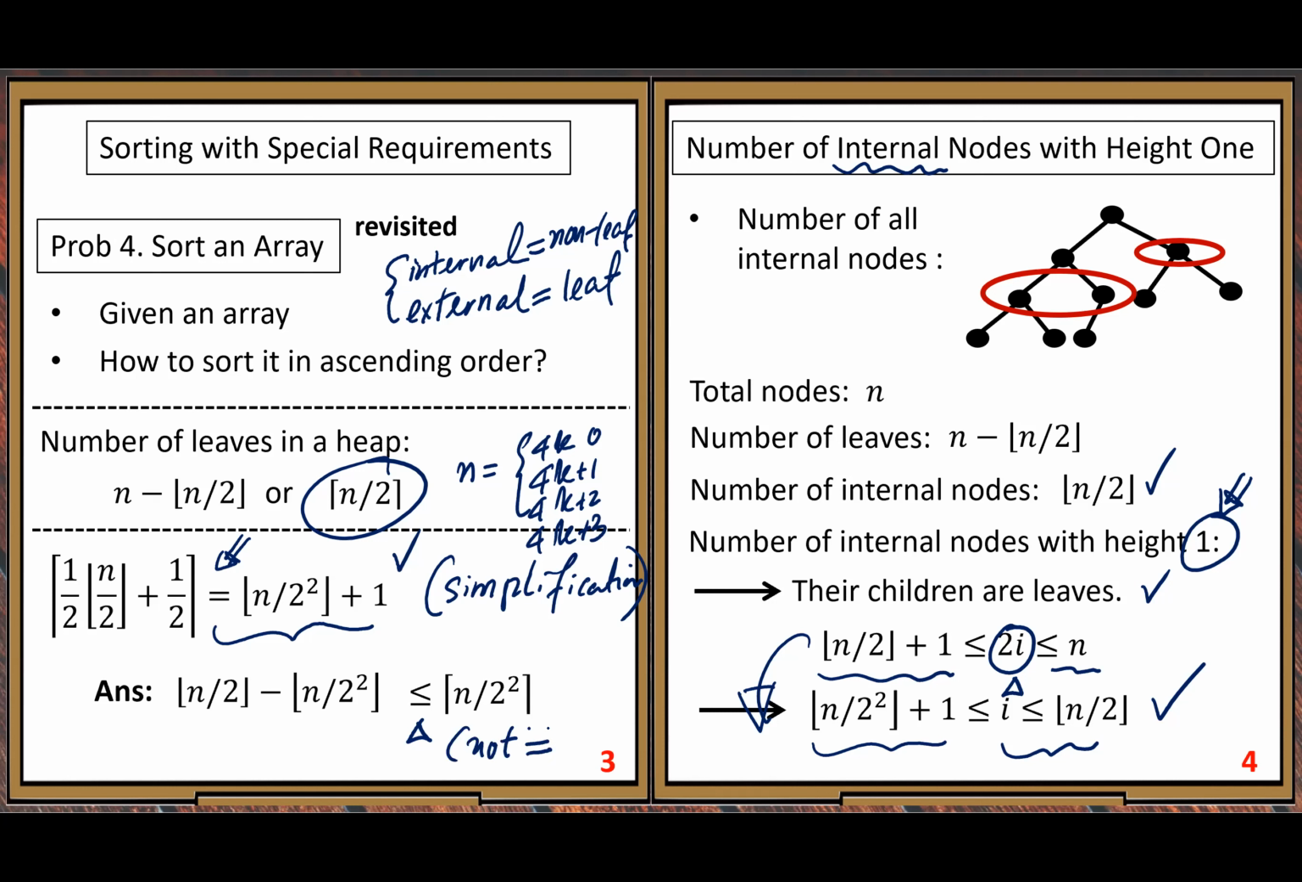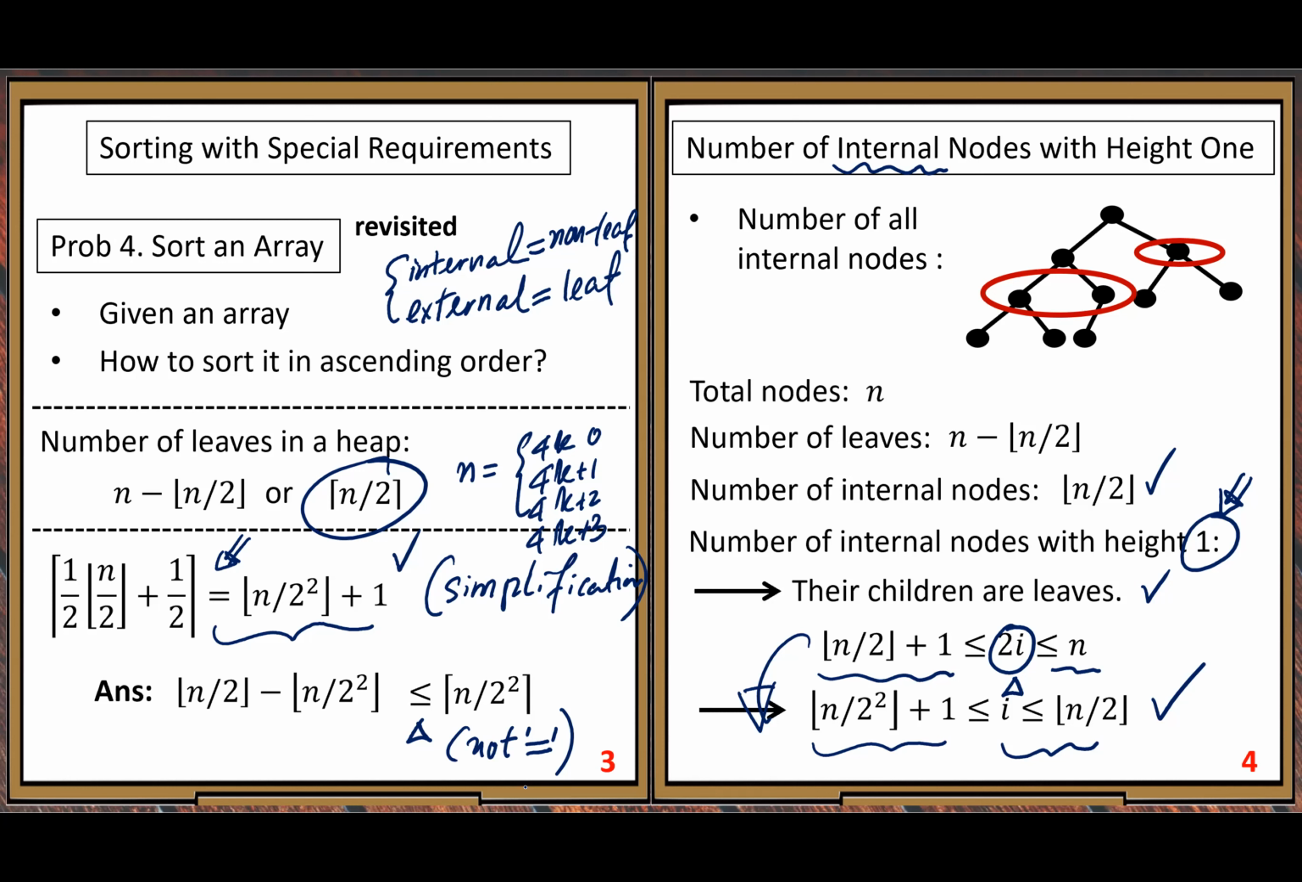Not if you use the equal sign, that is false. Because for some of the n's, the inequality holds, but the equality does not hold. So we should be careful. Here, it is the inequality. Fortunately, later when we estimate the building costs of a heap, we only need to use this inequality. We don't need the equality. So inequality is good enough for us.